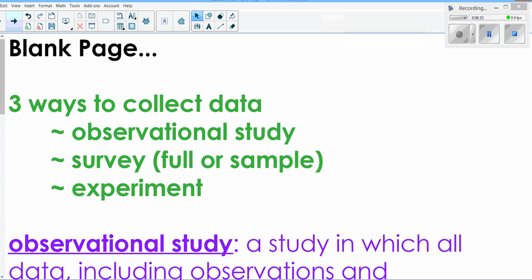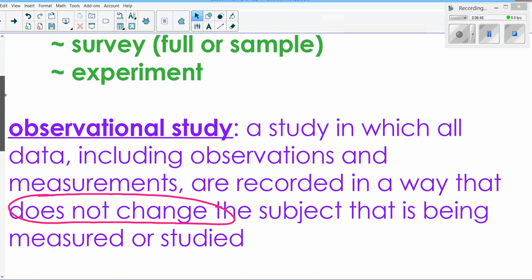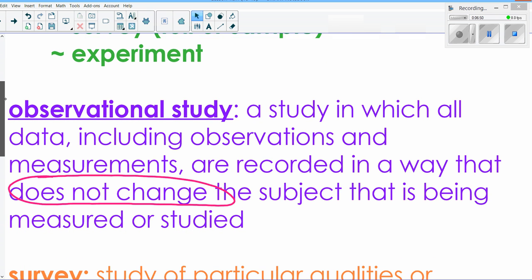So there are 3 ways to collect data. The 3 ways that we are going to be talking about are an observational study, a survey, full or sample, and an experiment. Okay, so copy that down. And then I'm going to go into detail about each of these.